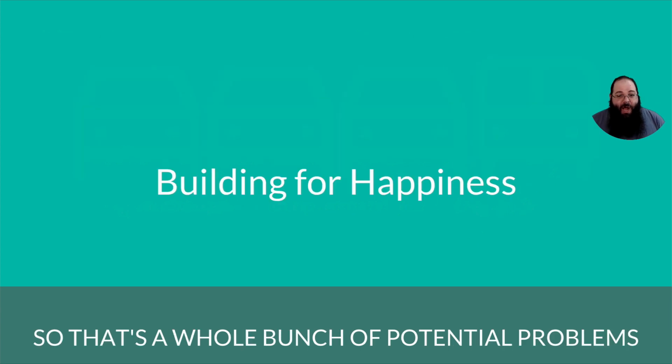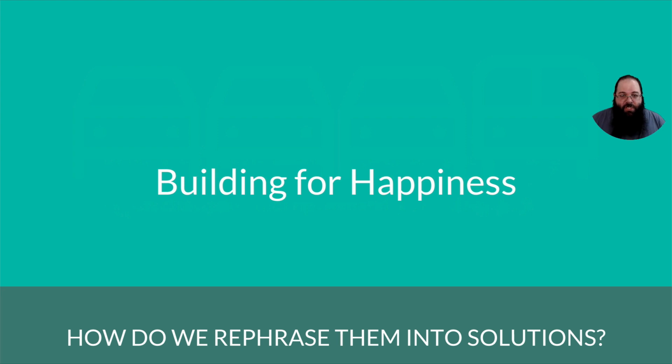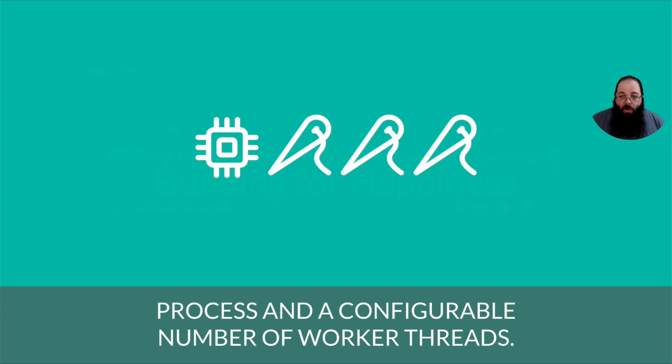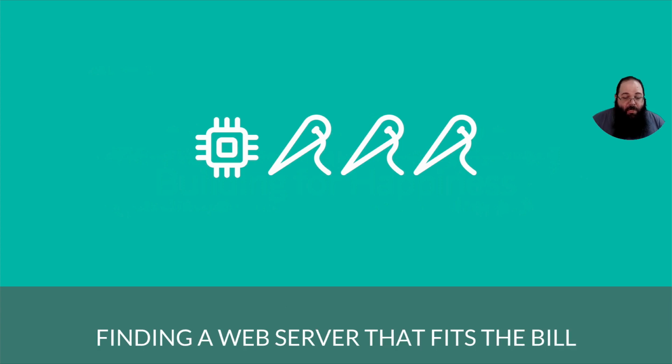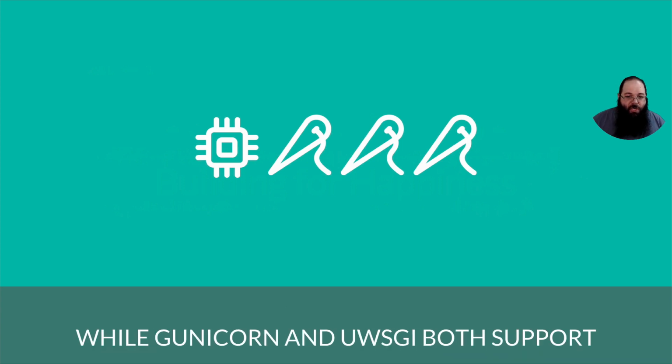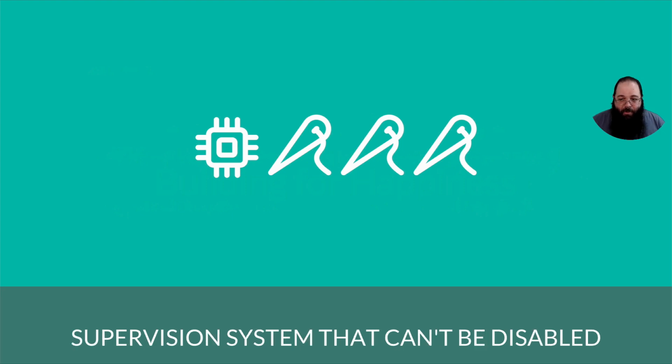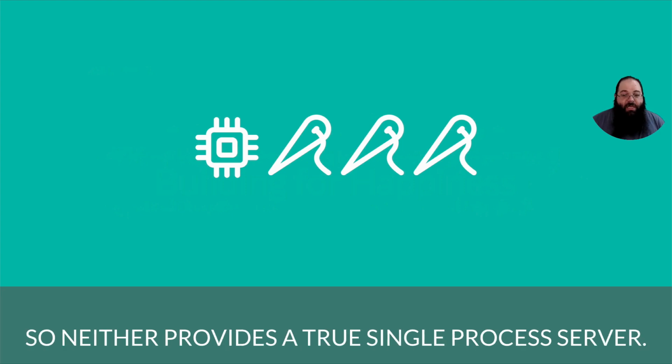So that's all a bunch of potential problems. How do we rephrase them into solutions? Our optimal web server will run a single process and a configurable number of worker threads. Finding a web server that fits the bill is surprisingly difficult. While gUnicorn and uWSGI both support thread workers, they use a process supervision system that can't be disabled, so neither provides a true single process server.